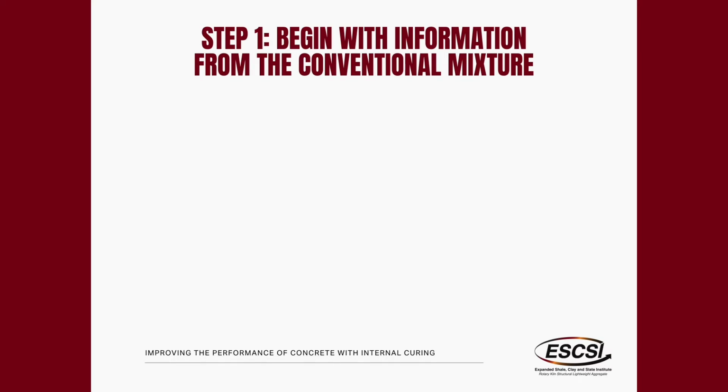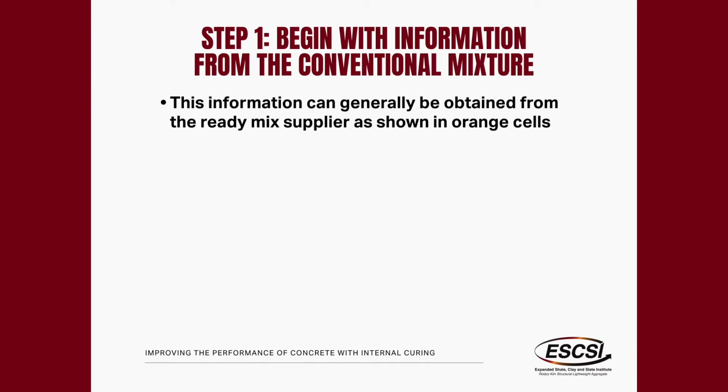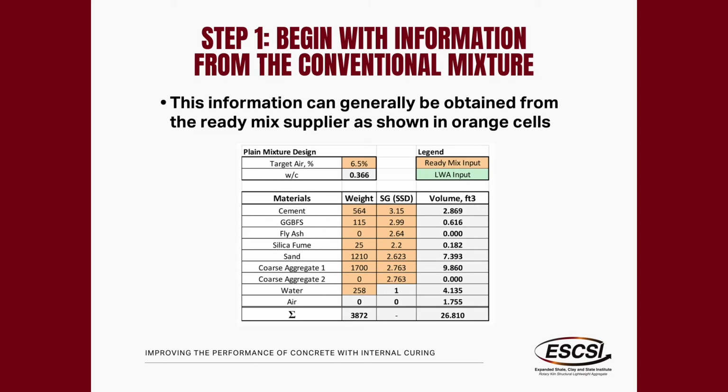But the Excel spreadsheet essentially has three main pieces. The first piece is the piece at the top, and you'll see that there are these orange cells where you can add things in. These orange cells are where you would add in your target air content, your existing mix design, and your existing specific gravities. So the only thing that we're doing in this part of the spreadsheet is taking our existing mixture and putting it here.